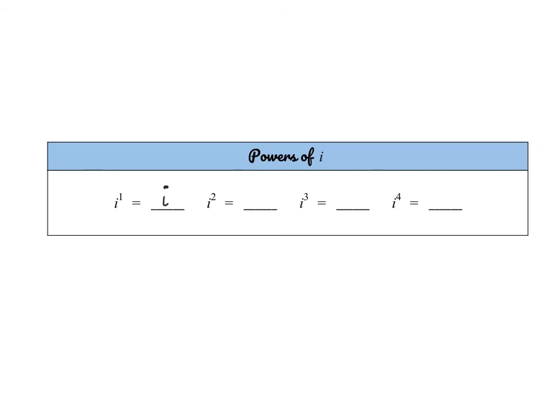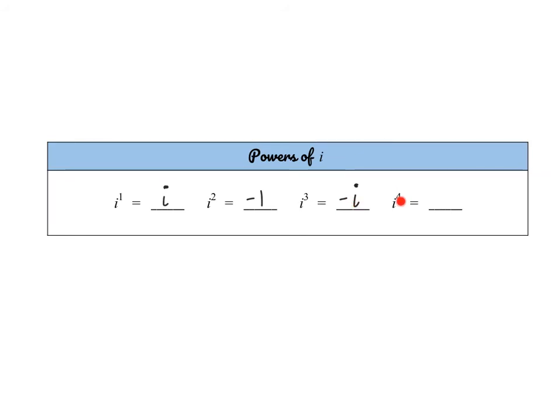But anytime you have i squared, by definition, i squared is equal to negative 1. So anytime your problem has i squared, we always replace it with negative 1. Now, think about this. i cubed is simply i squared times i. So negative 1 times i would just be negative i. So anytime you have i cubed left, we're always going to replace it with negative i.